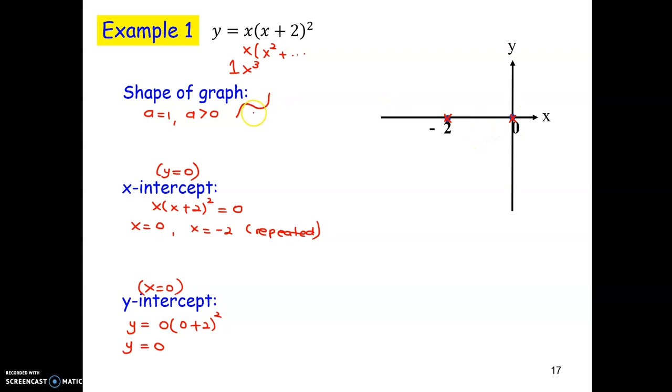So the shape of the graph is positive, so I must start from the right hand side. We start from the right hand side, meeting 0, but at 0 we must cut because we don't have any repeated root here. So cut at 0, meet negative 2, but then we must reflect back because this is a repeated root. So again, start from the right hand side, cut at 0, and then touch to reflect. So this is the graph y equal to x times (x plus 2) squared. So let's go to the next one.